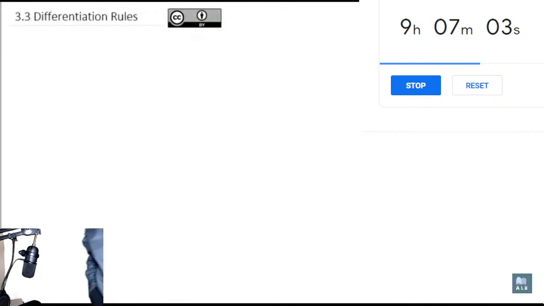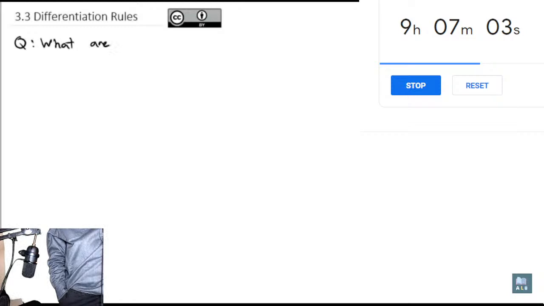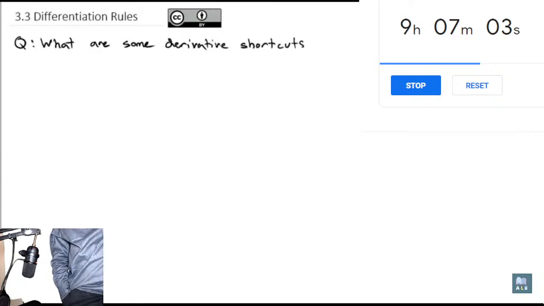Now that we've gotten comfortable with the definition of the derivative, the common frustration is how tedious that formula is. So the question that starts to come up is, what are some derivative shortcuts, so that we don't have to go through that formula every time? And you can imagine as a function becomes very complicated, the derivative function could become very tedious to work through.